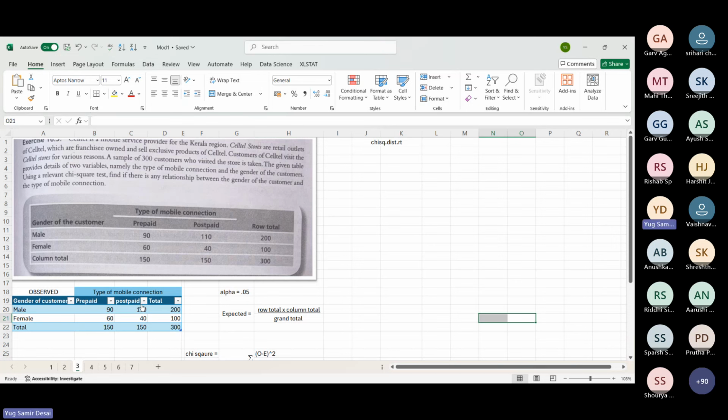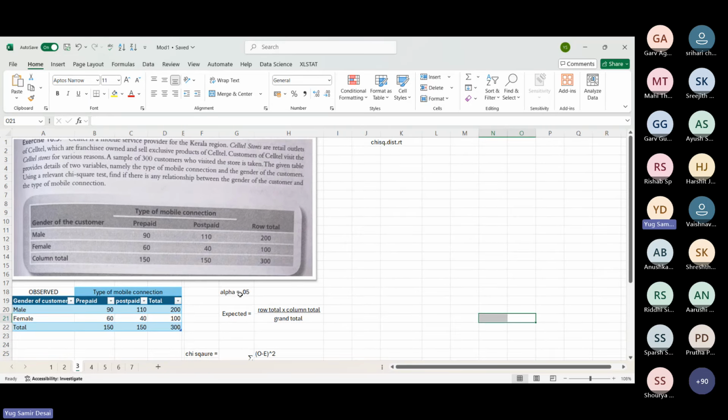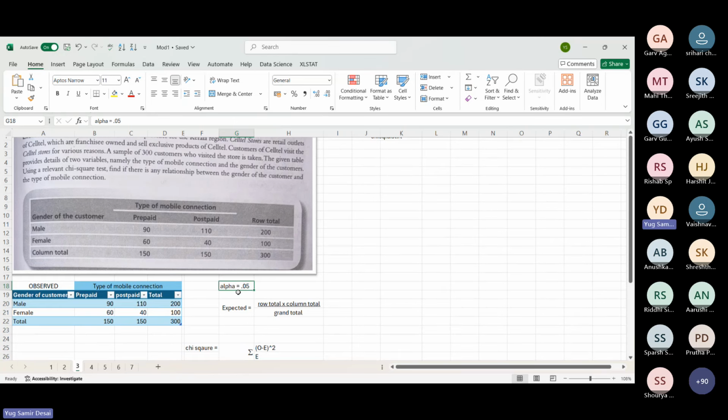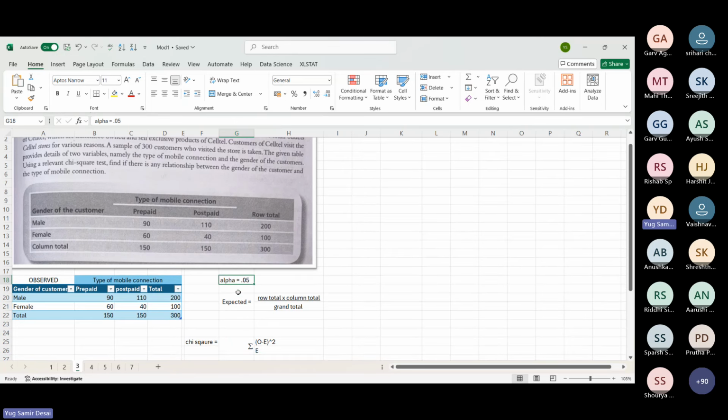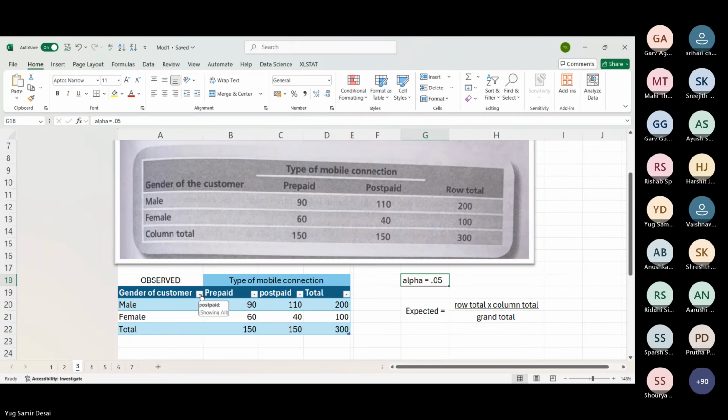Okay, so I think you all must have read it by now. Since there was no alpha value mentioned, I have taken it under the assumption that it's 0.05, because it's very common practice to take alpha as 0.05.